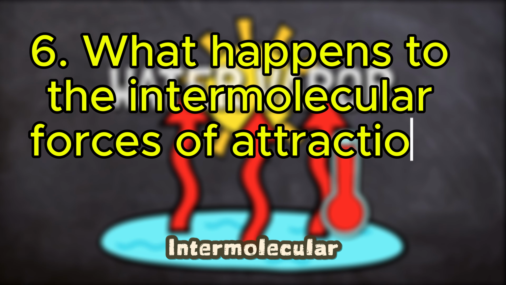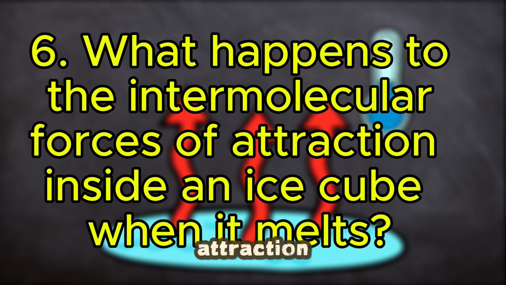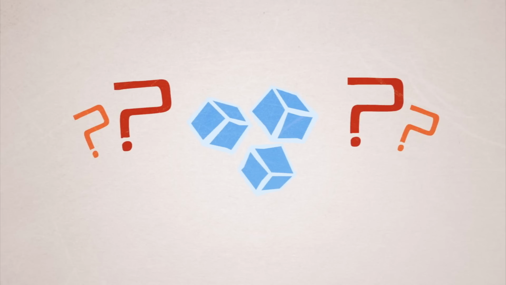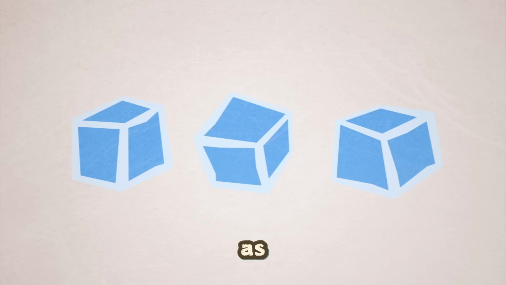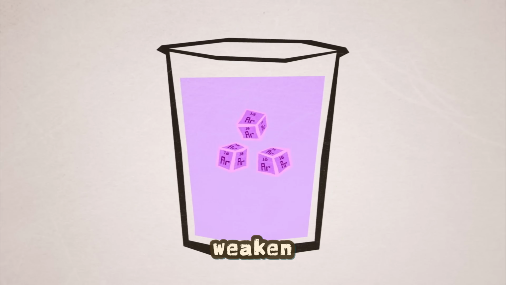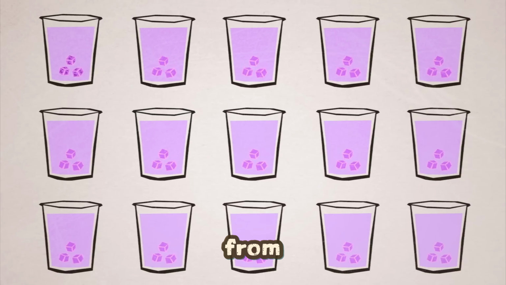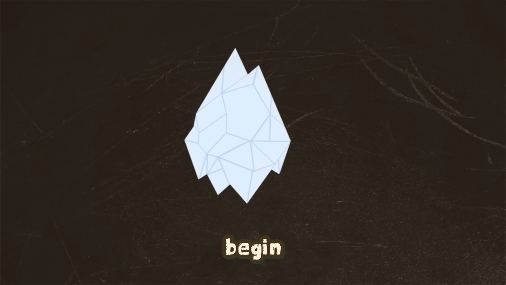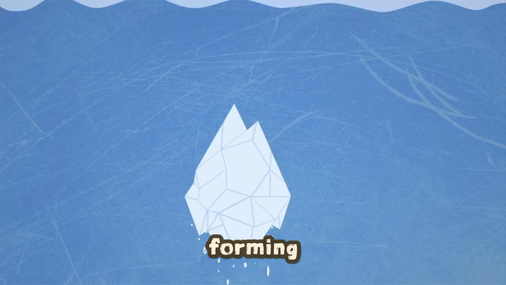What happens to the intermolecular forces of attraction inside an ice cube when it melts? As the ice absorbs heat, the intermolecular forces weaken. Molecules break free from the rigid lattice and begin moving more freely, forming liquid water.